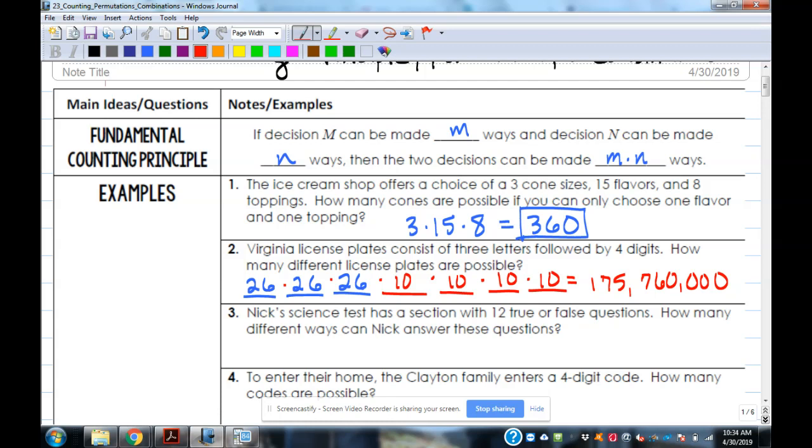All right. Number 3, Nick's science class test has a section with 12 true and false questions. How many different ways can Nick answer these questions? Okay, for each true and false question, how many answer choices are there? 2. It's true or it's false. Blank's not an option. If it's true or false, you've got to put a T or an F in there. How many questions are there? 12. So we could either write out 2 12 times in the blanks, or we could raise 2 to what power? 12th power. And 2 to the 12th power, everybody knows that's 4096, right?